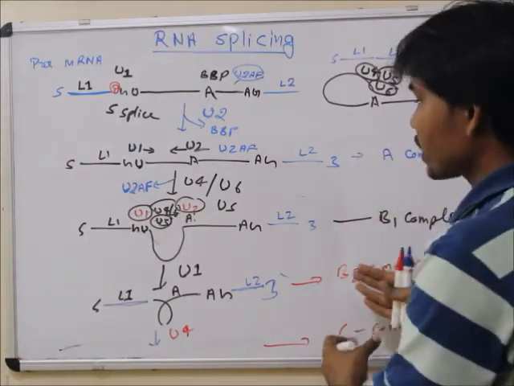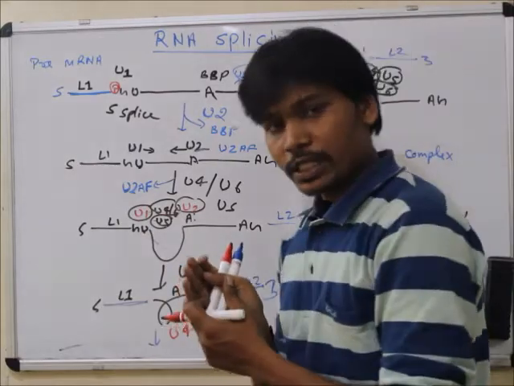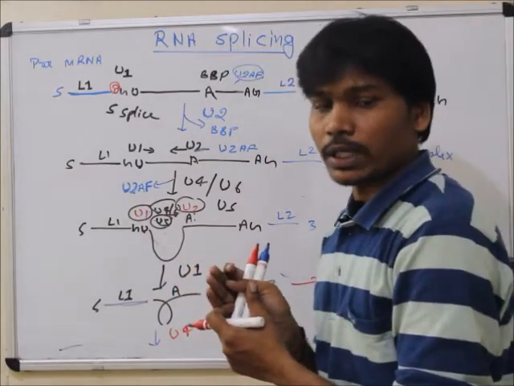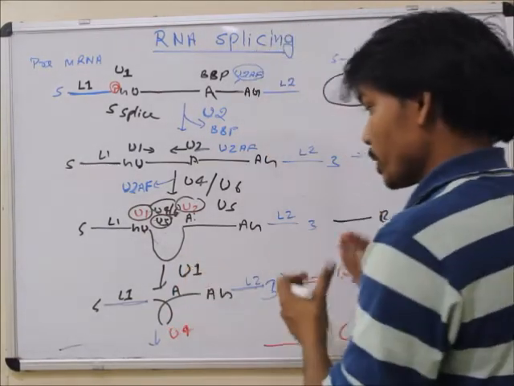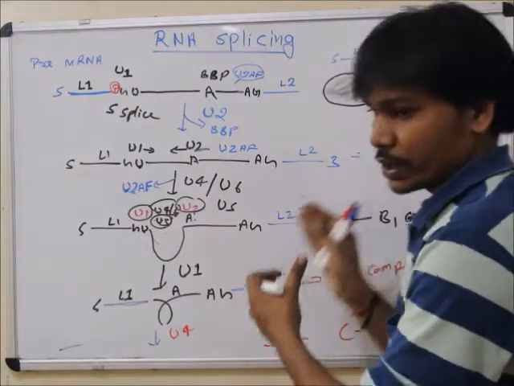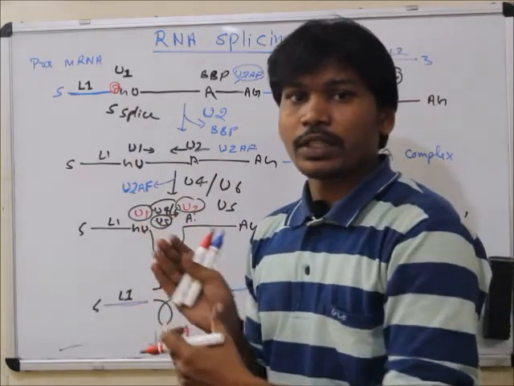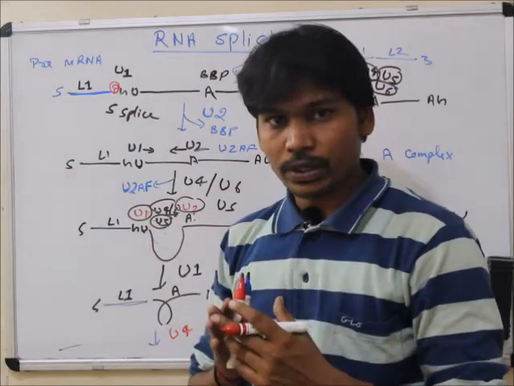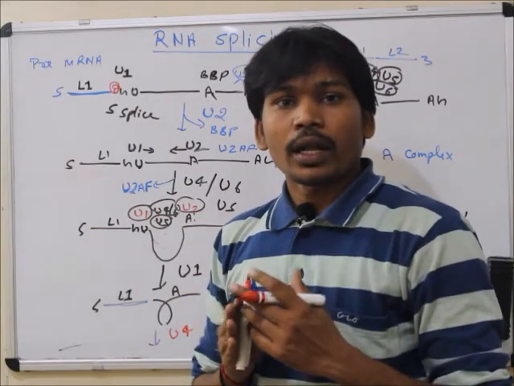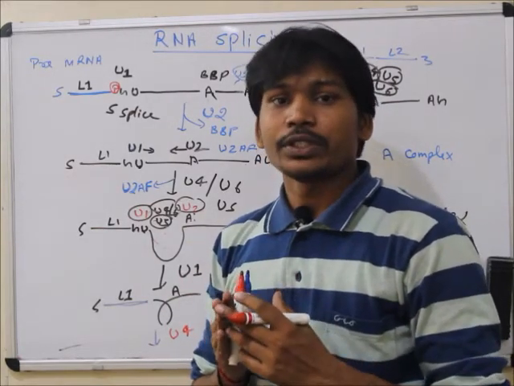So these were the complexes involved in the trans-esterification reactions and also in RNA splicing. This is the most important topic I have described. Further in the lectures I will describe rRNA processing and tRNA processing in eukaryotes.